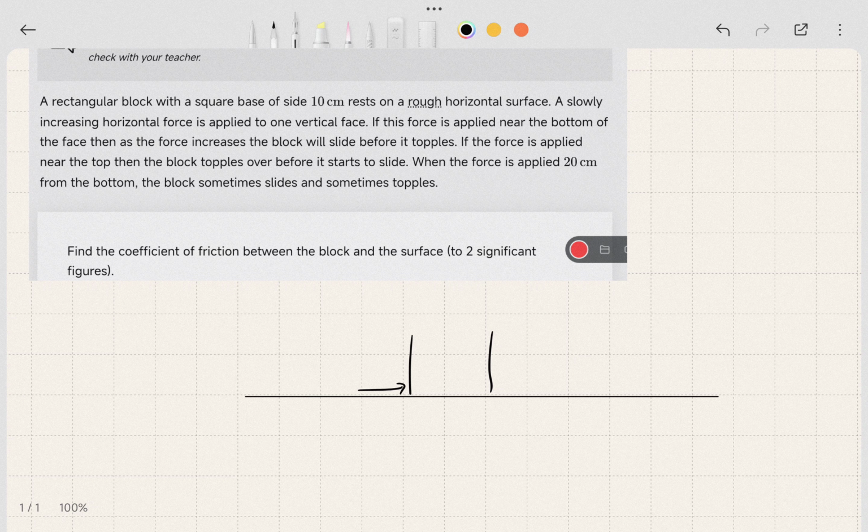Actually, I made a mistake here. It should be taller because it says the side length is 10 centimeters here, and when the force is applied 20 centimeters, let's say this is 20 centimeters, when the force is applied here, sometimes the block topples and sometimes the block slides. So we know that this is the critical point. And when the force is applied at the very top, it topples without sliding, and this means there's purely torque forces involved.